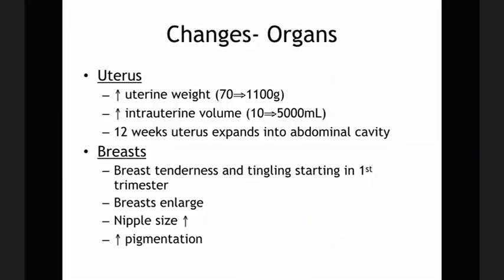Uterus, what will happen to the uterus? Uterine vessel size will increase, volume will increase, and it will expand. From 12 weeks, it is at the suprapubic level, and slowly it will expand, and around 20 weeks, it will be at the umbilical level. Breast tenderness and tingling sensation start from the first trimester. Breasts will enlarge, nipples will enlarge in size, and also become hyperpigmented. All these are normal, and this hyperpigmentation is an irreversible condition.